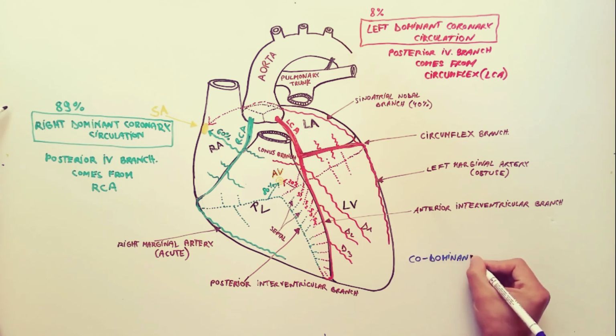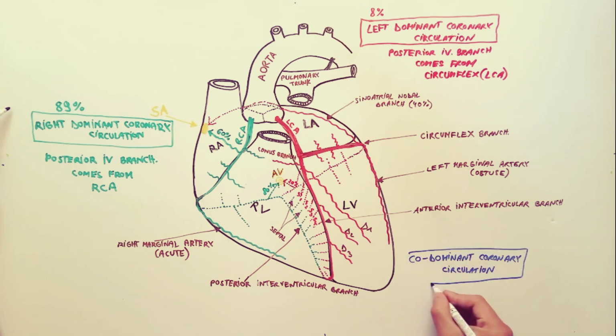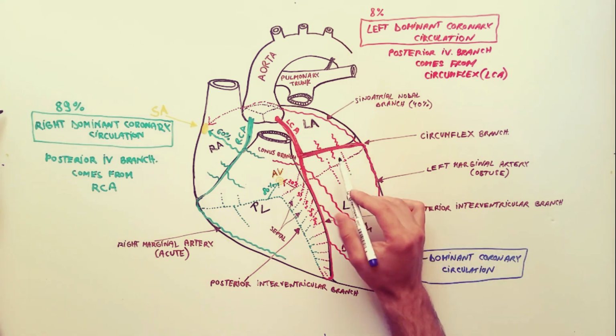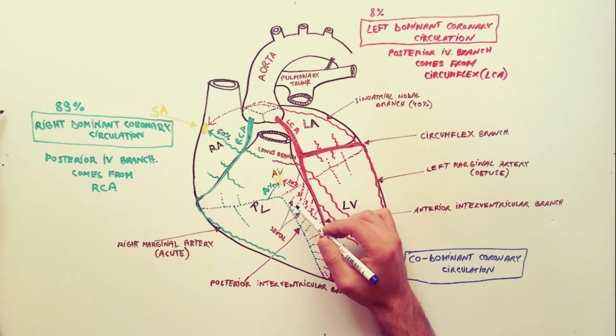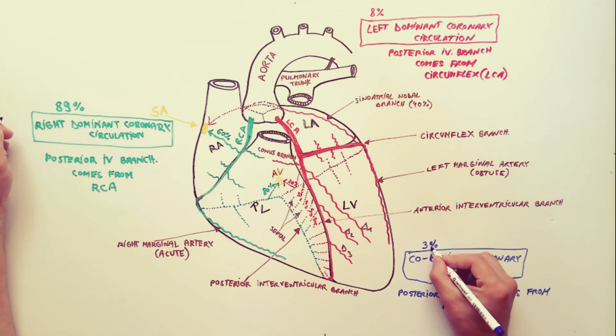The codominant coronary circulation is the situation in which the posterior interventricular artery comes from both the right coronary artery and the circumflex branch of the left coronary artery. This situation occurs much more rarely, in about 3% of the population.